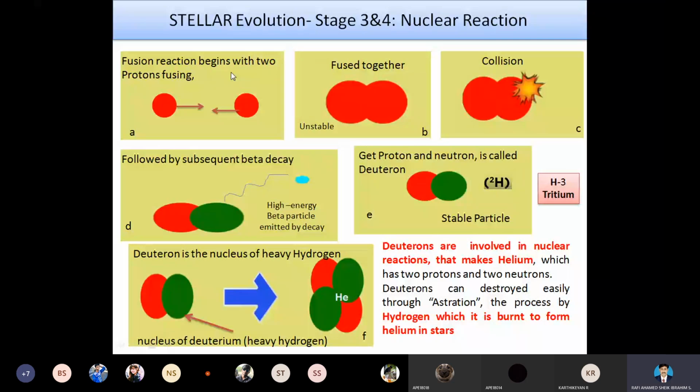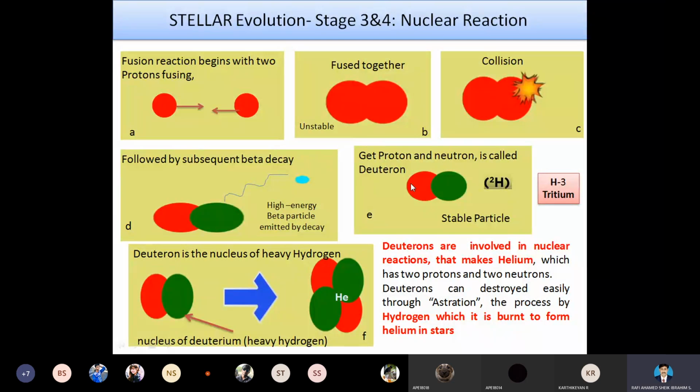See, we started with the protons. When two protons fuse with each other, a collision takes place. As the result, followed by the decay, here we have a proton and a neutron. This proton and neutron together are called a deuteron. The deuteron is a form of hydrogen, a stable particle. So the unstable particle converts into a stable particle. The deuteron means two hydrogen.